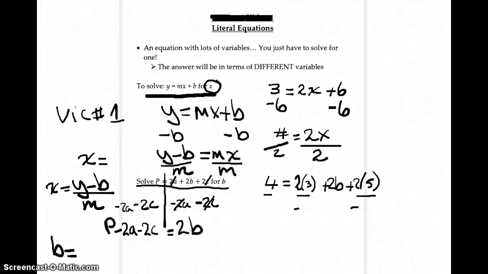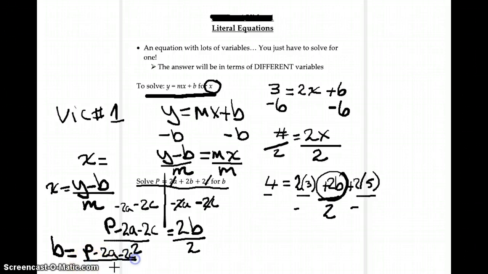2b. Well, if I have 2b equals, how do I get rid of the 2? I divide by 2. How do I get rid of the 2 here? I divide by 2. And so my final answer: p minus 2a minus 2c, all over 2. Great.